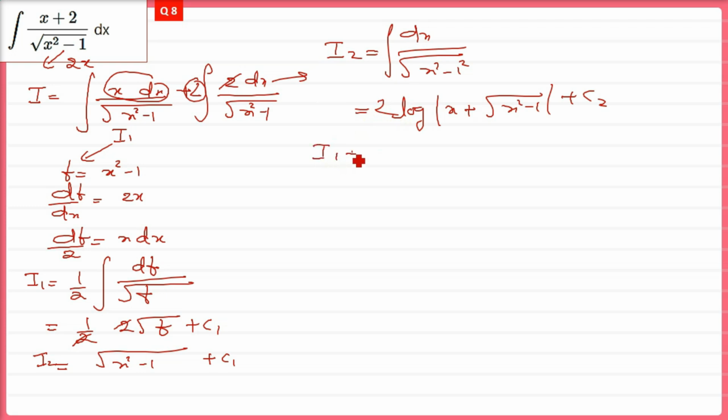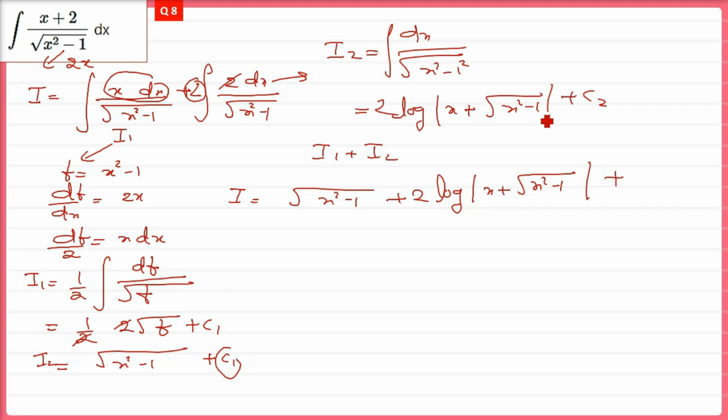I equals I1 plus I2. We have I1, we have I2, just add them and that will be the final result. So I am combining these two: under root x square minus 1, and this is twice log modulus of x plus under root x square minus 1, and I am combining c1 and c2 and calling it a capital C. That's your final result.